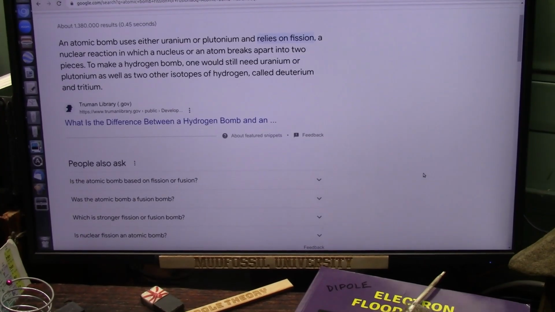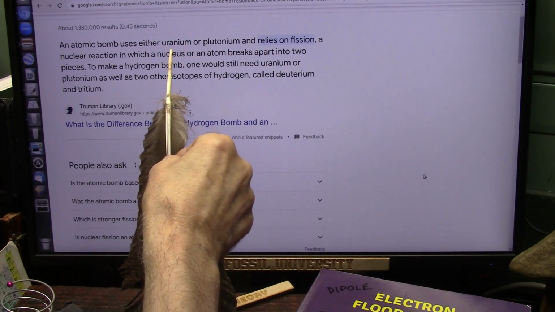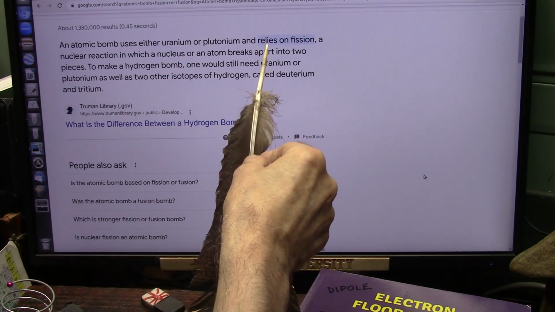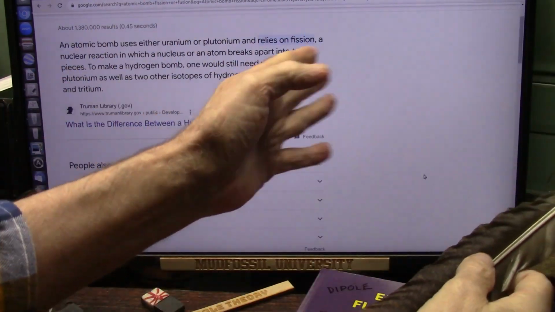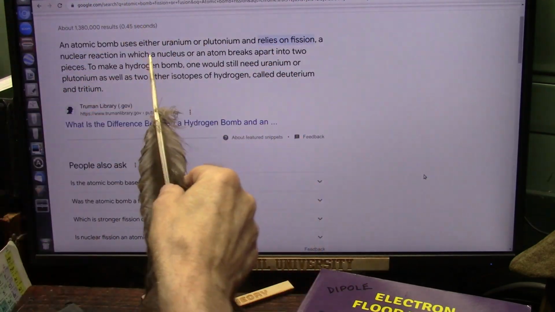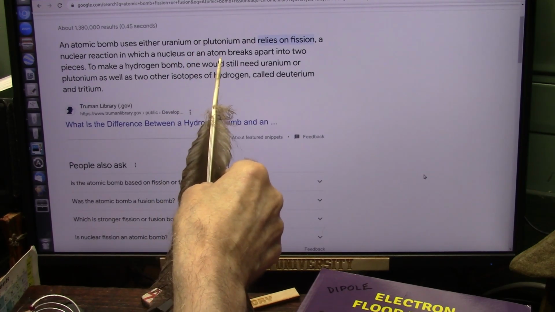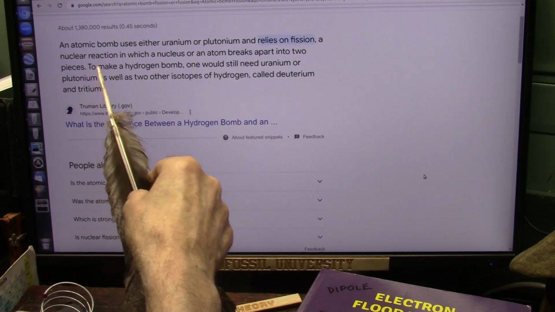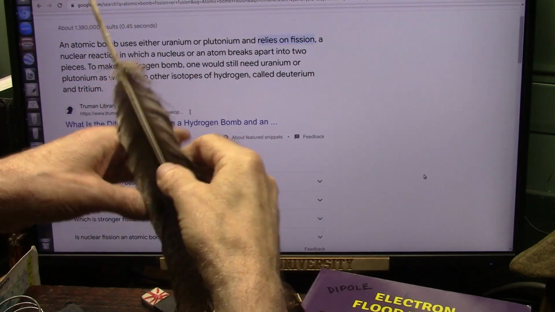All right, I think I showed you the atomic bomb, and this is exactly what happens. They use uranium or plutonium, and it relies on fission. That means it breaks apart. The white goes first, and then the black comes. It's a nuclear reaction inside the nucleus, in which a nucleus or an atom breaks apart into two pieces. As long as it goes into two pieces, that's fission. When it comes back together, that's fusion.